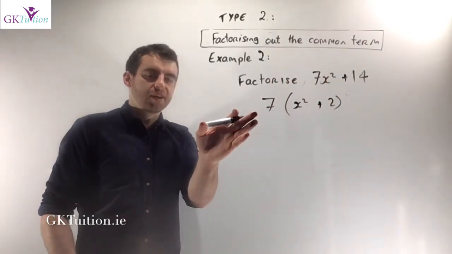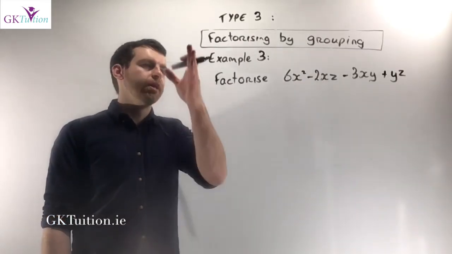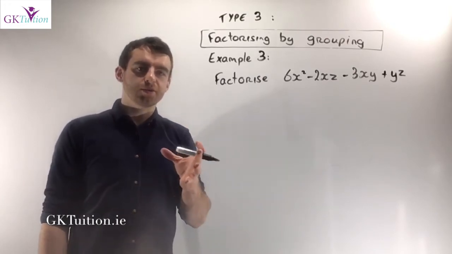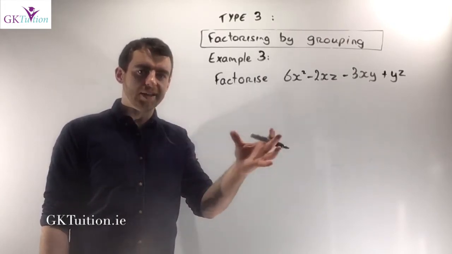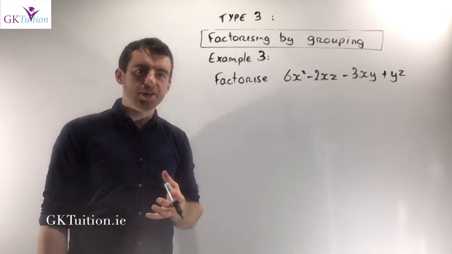So that's as far as I can take this one. The third type of factorising that we're going to do in this video is factorising by grouping. Now, the next type we're going to look at is quadratic equations, which we're going to look at in the next video. And there are a number of different ways of factorising quadratic equations.